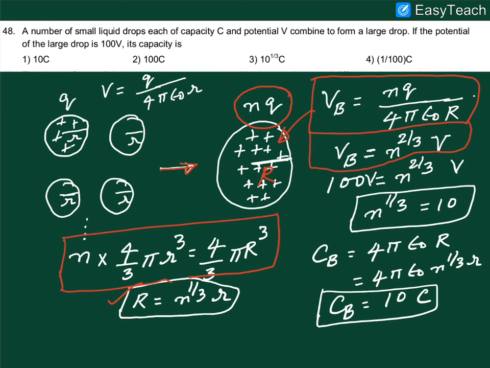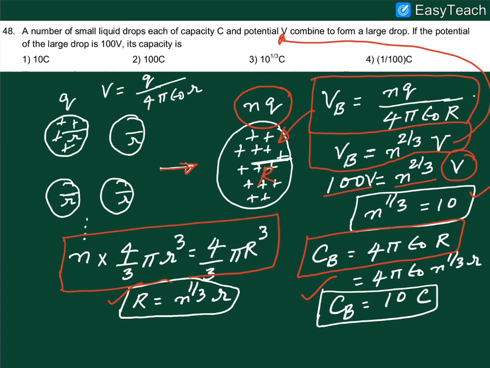Here, what is this V? The voltage of the smaller drop. So substitute. It is given that the voltage of the bigger drop is 100 volts. So 100 volts is equal to 10 to the power of 2, equals n to the power of 2 by 3 into V. From that we get n to the power of 1 by 3 is 10. We know that the capacity of the bigger drop is 4 pi epsilon naught R. Substitute capital R in terms of small r, and you will get that the capacitance of the bigger drop is 10 times the capacitance of the smaller drop. So the answer is 10.